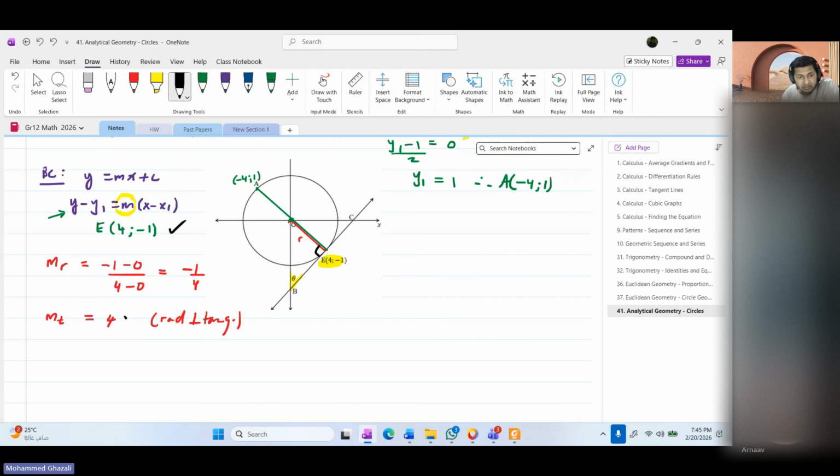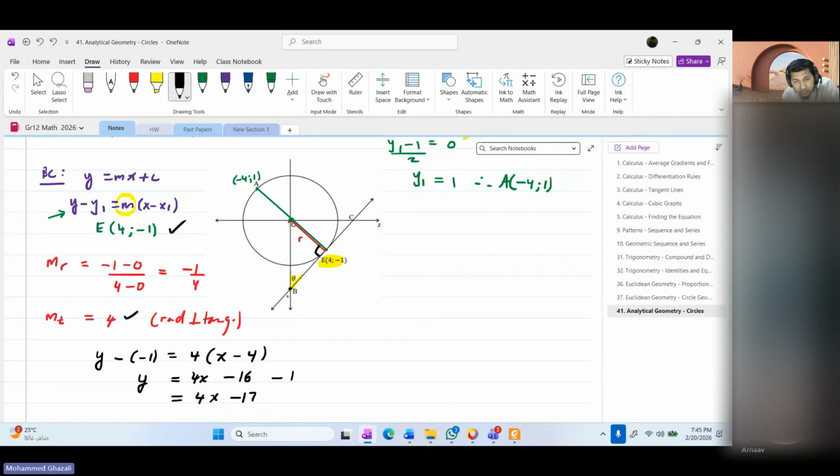Now problem solved. We have coordinate E, we have the gradient, so we can solve this equation. y - y1, where y1 is -1, equals m, which is 4, into (x - x1), which is 4. So the +1 moves over and becomes -1. 4 times x is 4x. 4 times -4 is -16. So y is equal to 4x - 17. The equation of this line is y = 4x - 17.